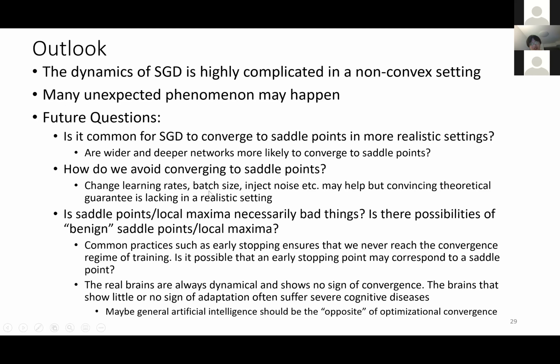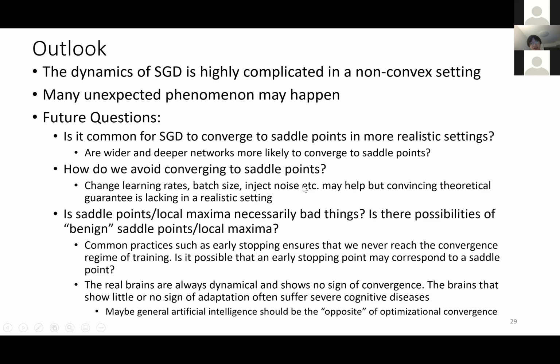For example, changing learning rates, batch size, injecting noise, etc. may help, but a convincing theoretical guarantee is lacking in a realistic setting. Also, are saddle points and local minima necessarily bad things? Are there possibilities of benign saddle points and local maxima? For example, common practices such as early stopping ensure that we never reach the convergence regime of training. Is it possible that an early stopping point may correspond to a saddle point?